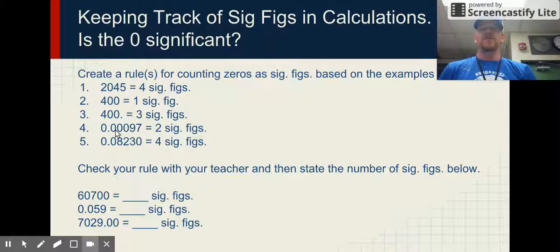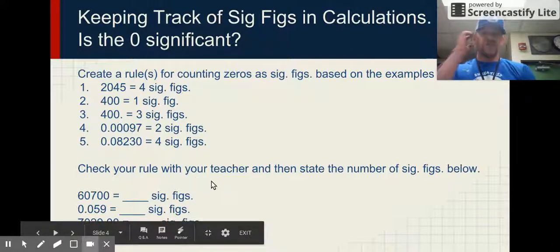Even if there were lines for this, the object I'm measuring didn't start to show up until right here. So these can't be counted as significant because they're not even part of the value of the measurement that I'm doing. Again, just simply placeholders, setting the place of my decimal. And then here again, showing these at the beginning are not significant. This one at the end is.